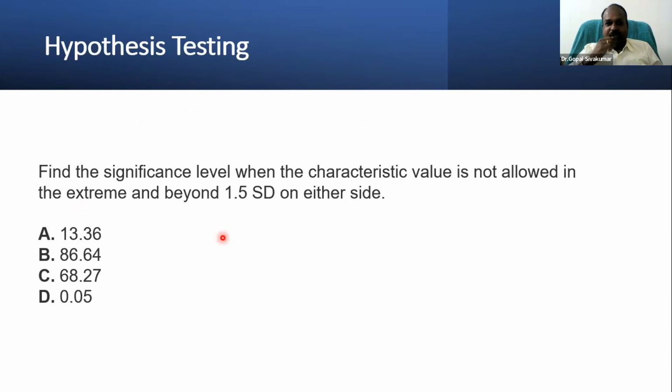And now, find the significance level when the characteristic value is not allowed in the extreme and beyond 1.5 standard deviation on either side. Are you able to understand the question, all of you? Please read and tell me. The question is simple only, but the English and the way of statement is a little confusing. Find the significance level when the characteristic value is not allowed in the extreme and beyond 1.5 standard deviation on either side. All of you, do you understand?